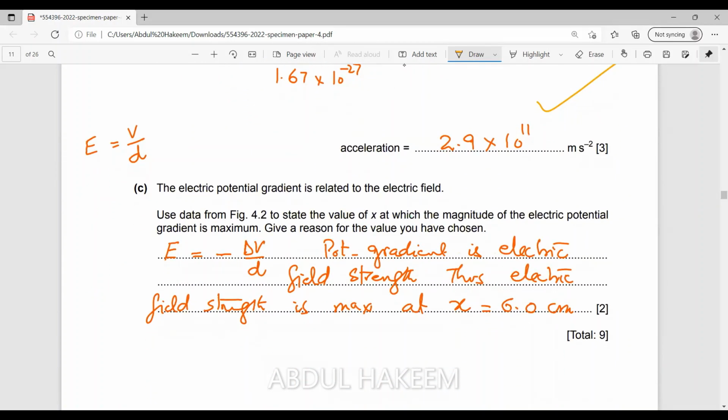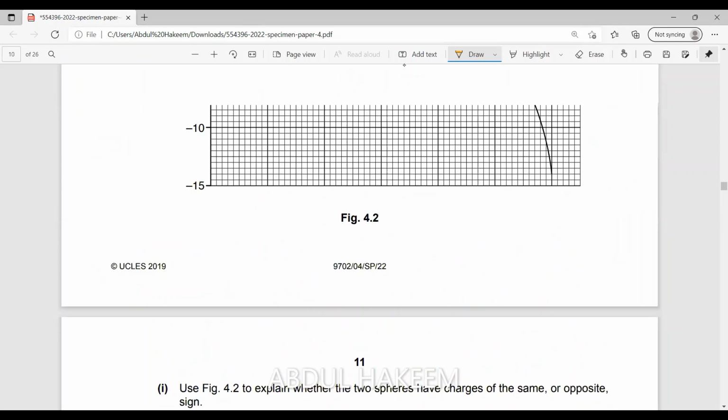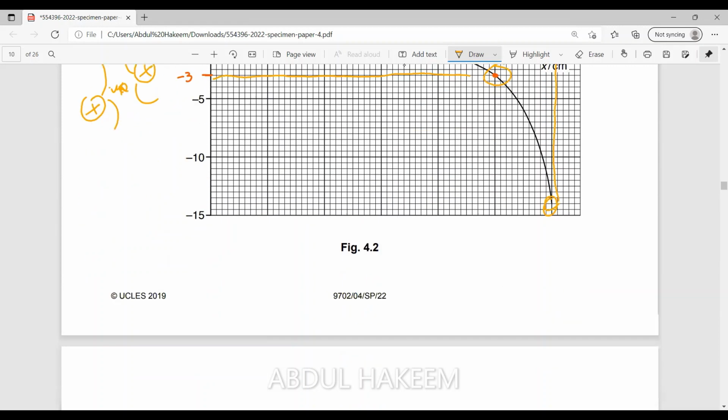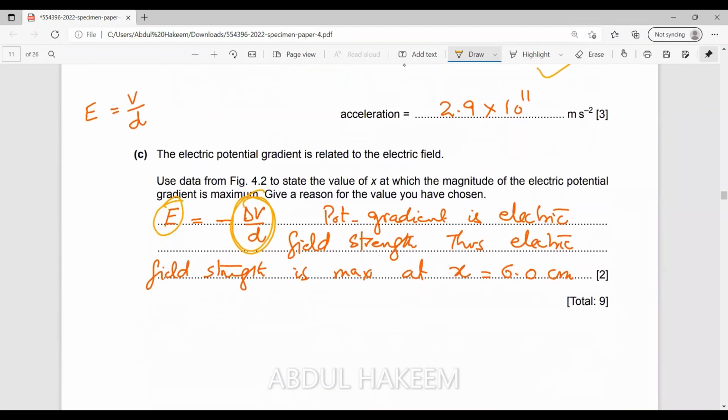Next, the electric potential gradient is related to electric field. Yes, electric field strength is the electric potential gradient. Electric field strength is the negative potential gradient of the potential-distance graph. So the answer is, potential gradient is electric field strength. Thus, electric field strength is maximum at, look, here, which is 6. So when electric field strength is maximum, the potential gradient is maximum at 6. So first we have to state both are equal, and then we have to find the maximum value from the graph.